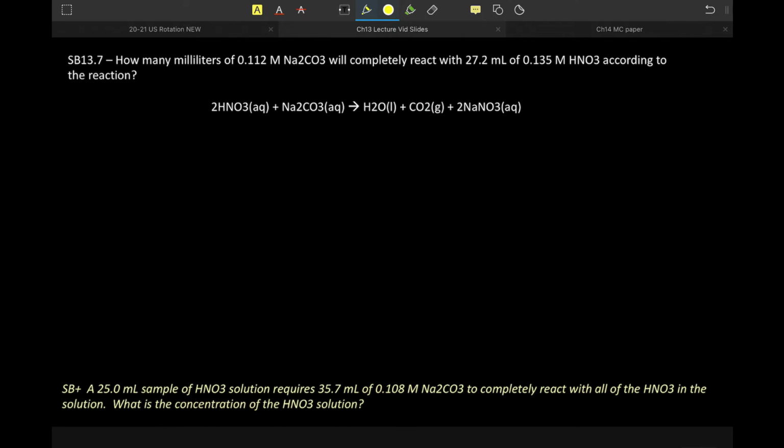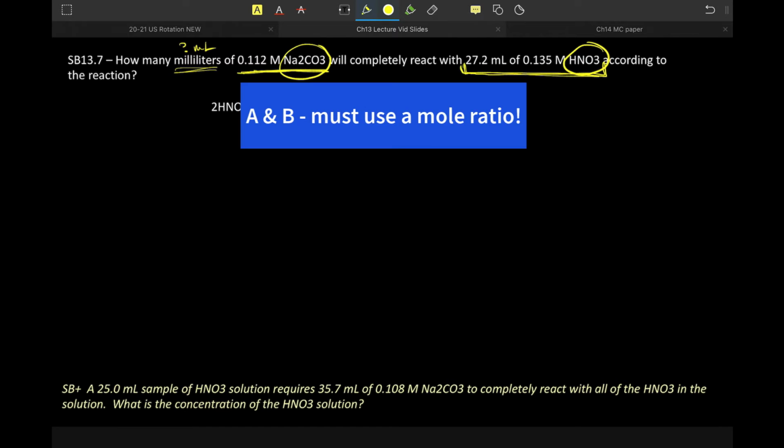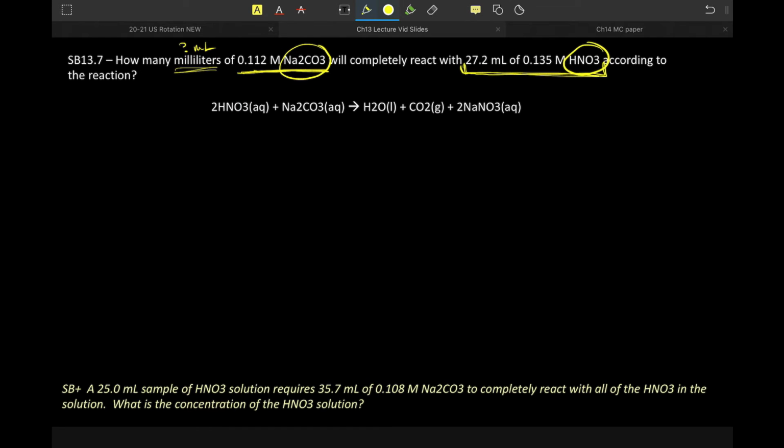This one says, how many milliliters of this solution, so we want to know a volume, of this molarity will completely react with this volume and this molarity of that substance according to the reaction. If there weren't a reaction written, a clue to you would be that here we have one chemical compound and here we have a different one. This makes it different from M1V1 equals M2V2, because at first glance you might be tempted to say this is just a dilution, but it's not, because these are not the same chemical compound.